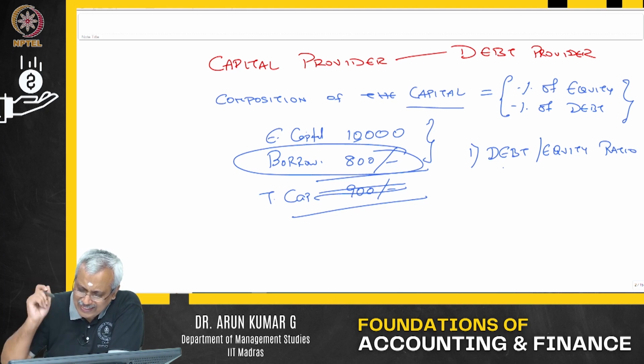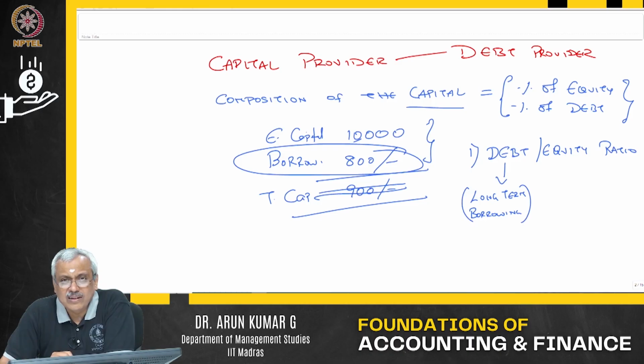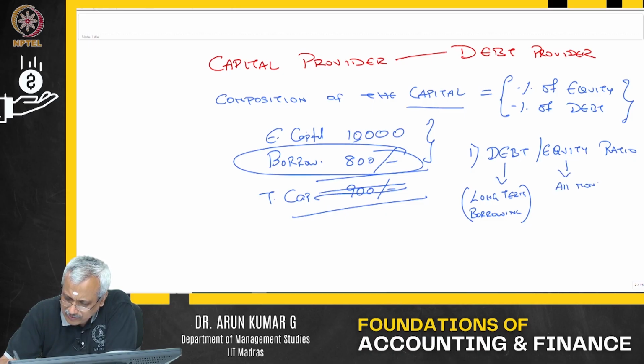So when I say equity here and I say debt, debt means all the long term borrowing only, all long term borrowing clubbed together. When I say equity, here I mean all money belonging to equity holders.